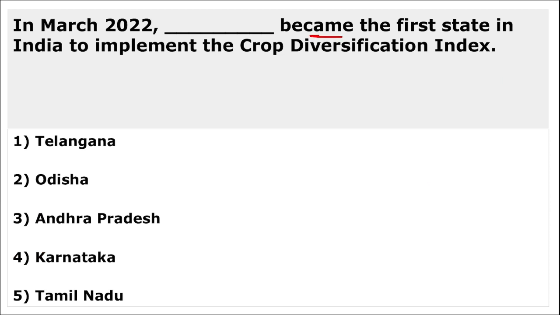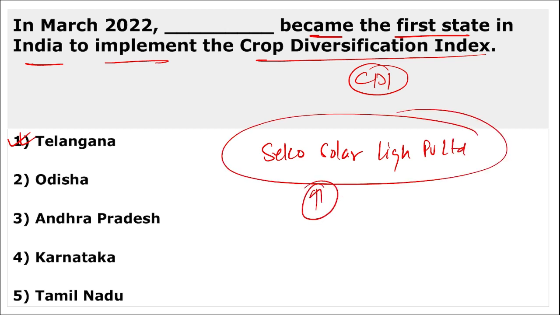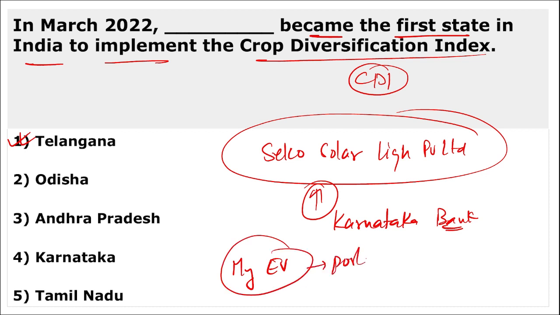Next, in March, which state became the first state in India to implement the Crop Diversification Index, CDI? It is Telangana. A very important question, mark it. Apart from this, remember which bank recently signed an MOU with Selco Solar Light Private Limited, and will be financially helping it? It is Karnataka Bank. Apart from this, recently the My Electric Vehicle portal has been launched by which state? It has been launched by Delhi.